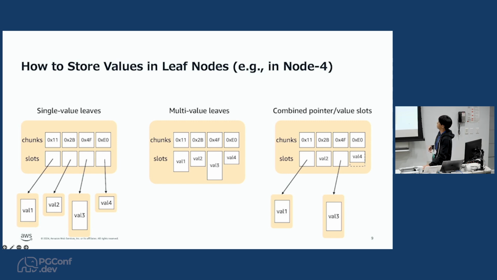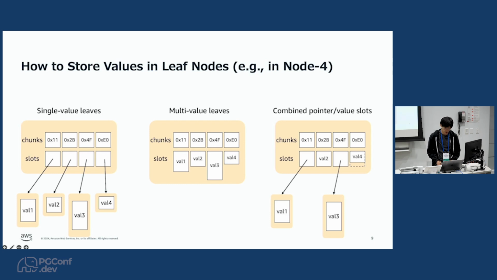The next approach is multi-value leaves. In this method, values are stored directly in the slots in the leaf node, rather than using pointers and extra leaf nodes. This can avoid the need for an extra pointer traversal, but it requires all values in the node to have the same length. It's relatively difficult to implement variable-length values with multi-value leaves.